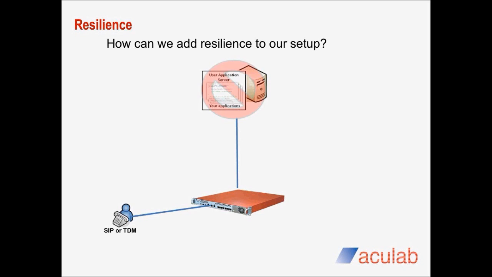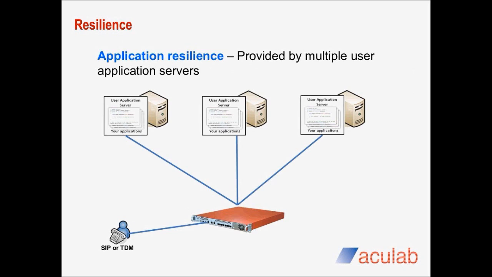The answer to that is, you can have many different servers hosted in the cloud, kept locally on your site, or kept in a different location, that can all be talking to the same Rapid box. So should one of the application servers go down, the other two or three or four, however many you have, will take over the call processing.